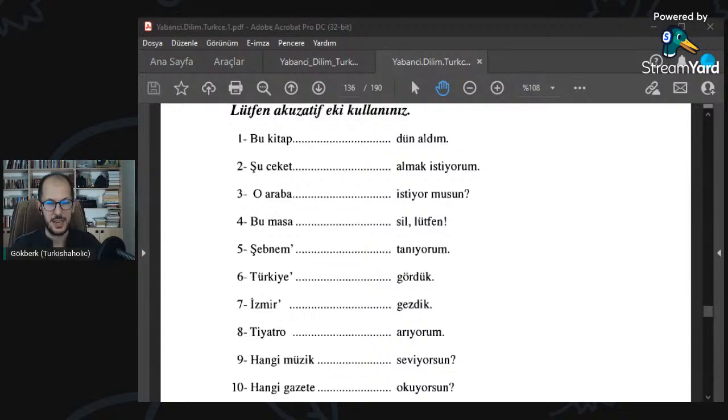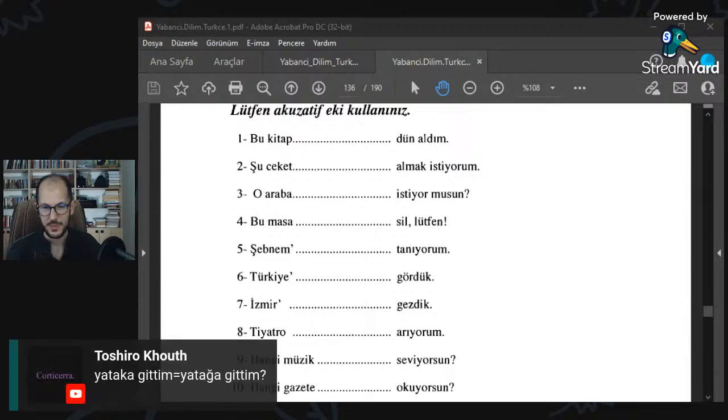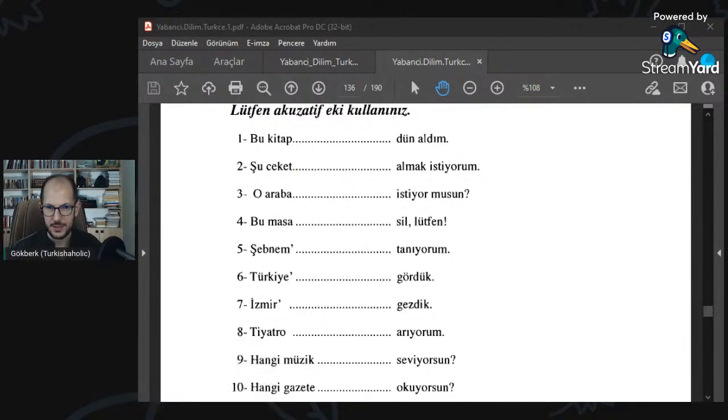And number 10, finally, gazete is newspaper. Okumak is read. Hangi gazeteyi? Gazete ends in a vowel letter. So it's gazeteyi okuyorsun, right? So yatak, yataka gittim. Yatağa gittim. Yeah, that's correct. Yatağa gittim. Hangi yatak becomes yatağ. So yataka is incorrect. Yatağa, right? Okay. So hangi gazeteyi okuyorsun? Gazeteyi.